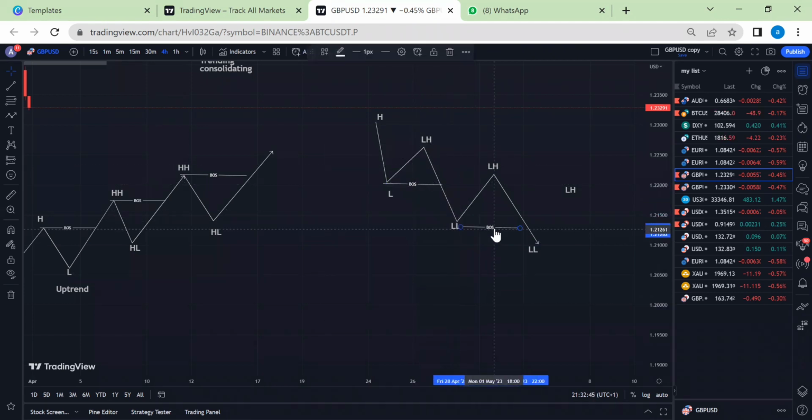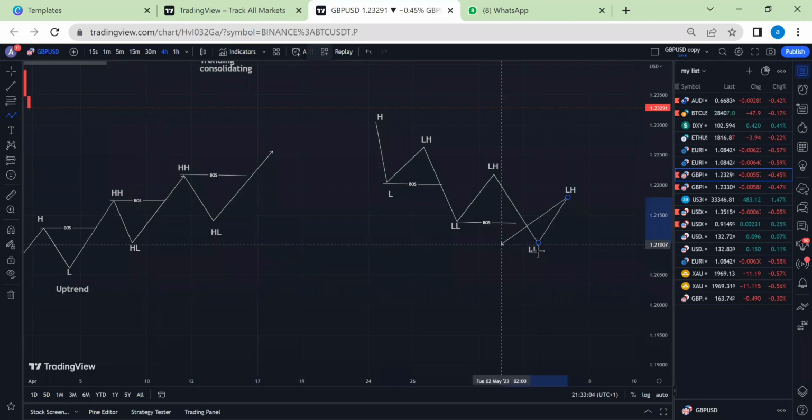We have BOS here, we have another BOS here. So as far as we are having BOS, lower high, lower low, lower high, price is on a downtrend.